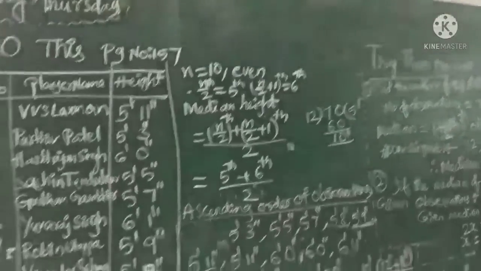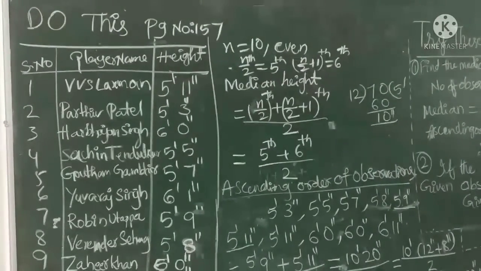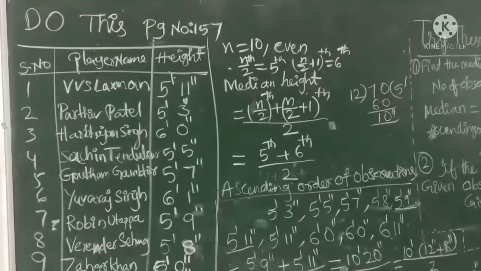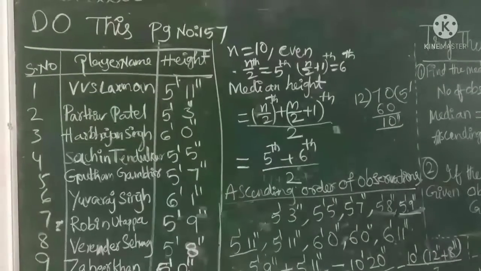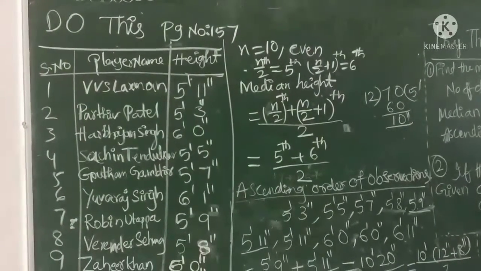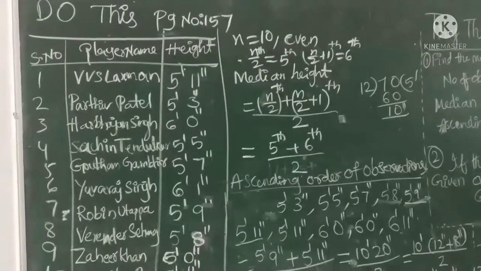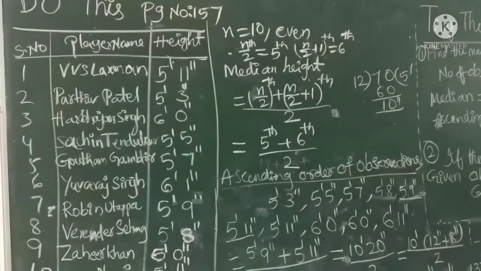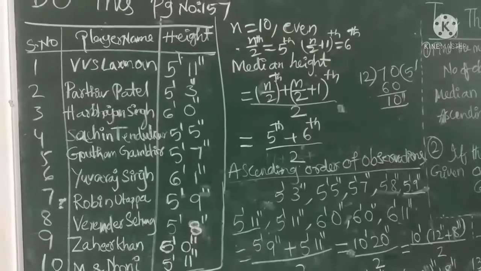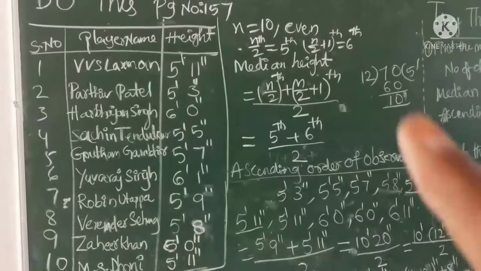Frequency distribution, tables and graphs of 8th class maths. Do this page number 157. Find the median of the following data. Serial number, he has given this data. He has given heights. Number of observations 10, n value is 10 here.